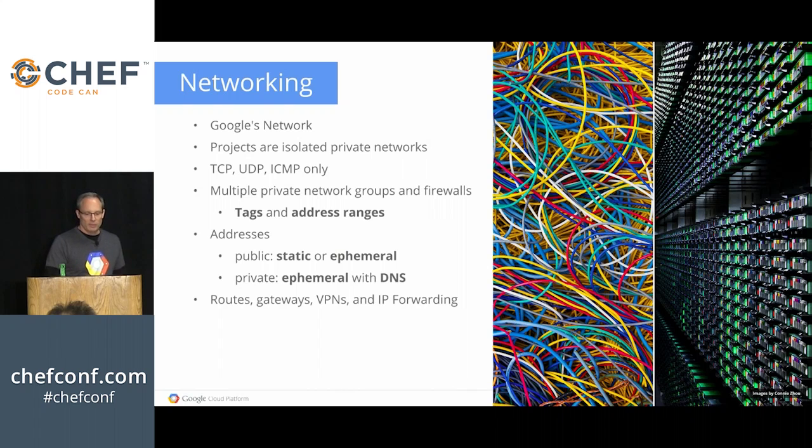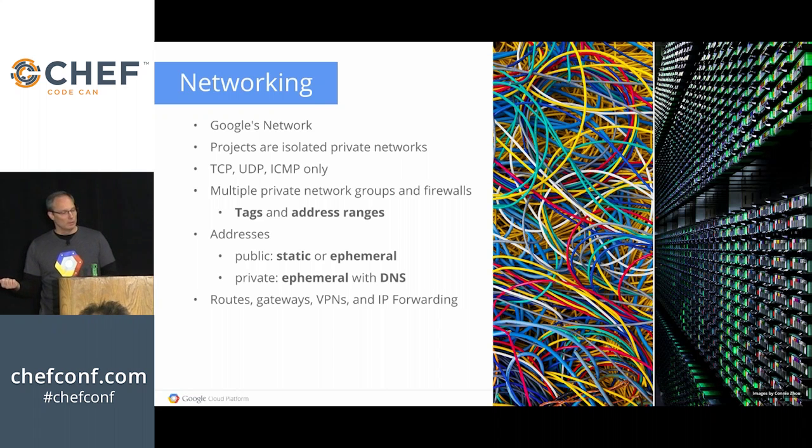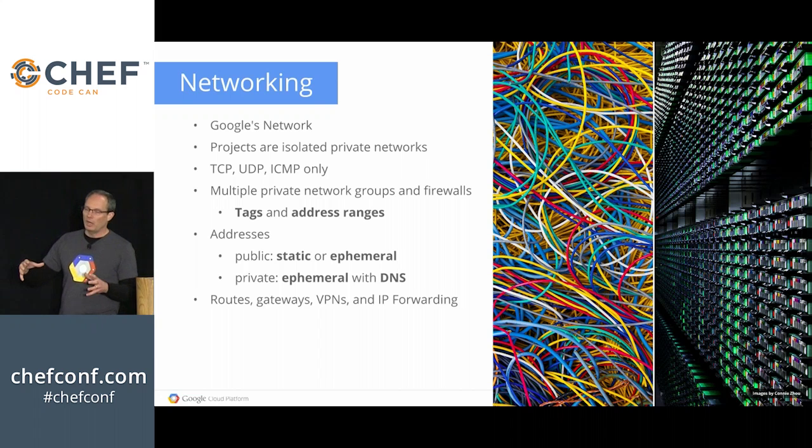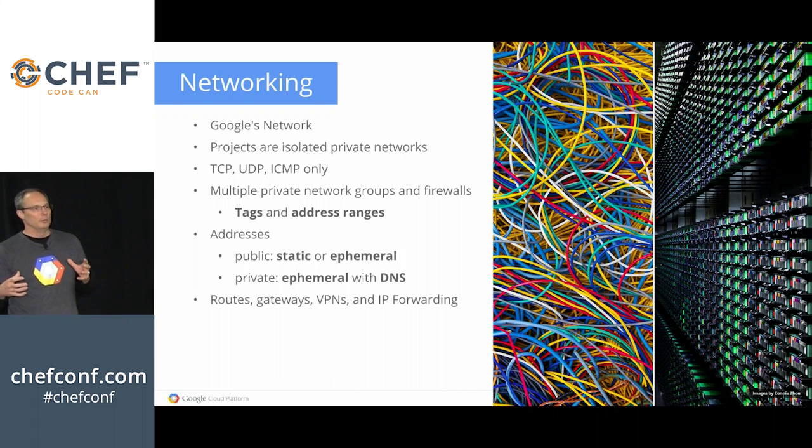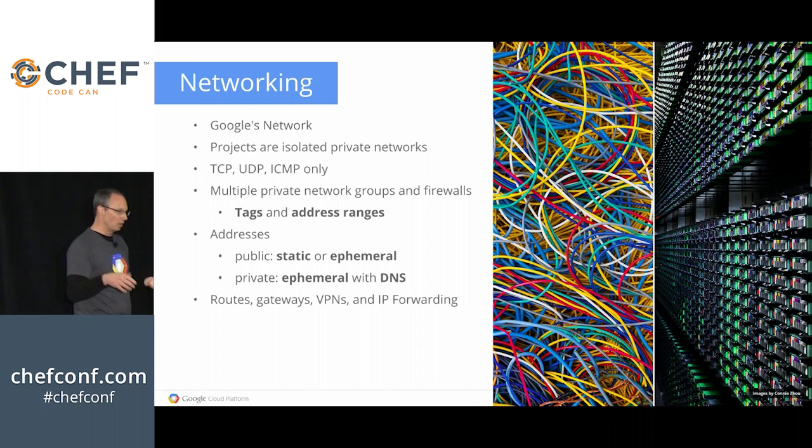On the networking side of things, it's Google's network. I was talking a little bit about that at the beginning. In Google, you have the concept of a project, and a project has the instances in it, and every project has a private network. We support static and ephemeral IPs. Inside your project, you have your own DNS service. So one instance can know the short name of another instance, and that just resolves.